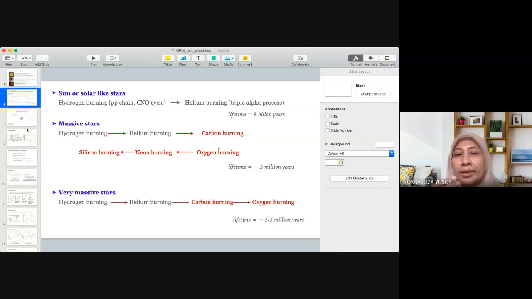Because why? For example, iron is the most stable element. When we reach the stage of iron or nickel, for example, there is no more nuclear reaction that occurs. There will be a different process that happens.